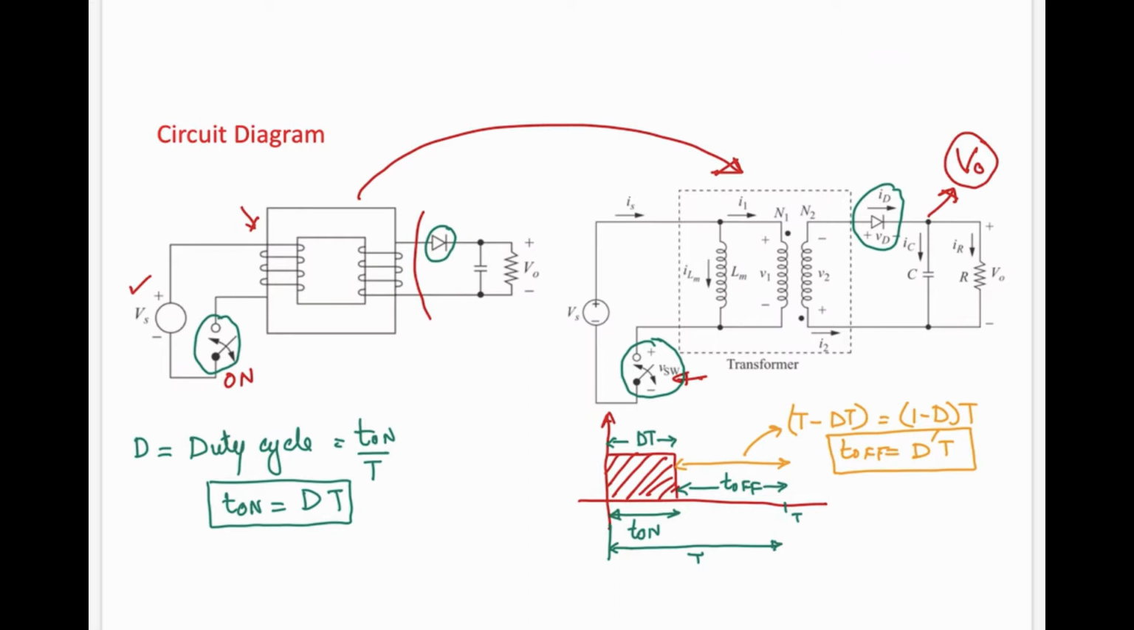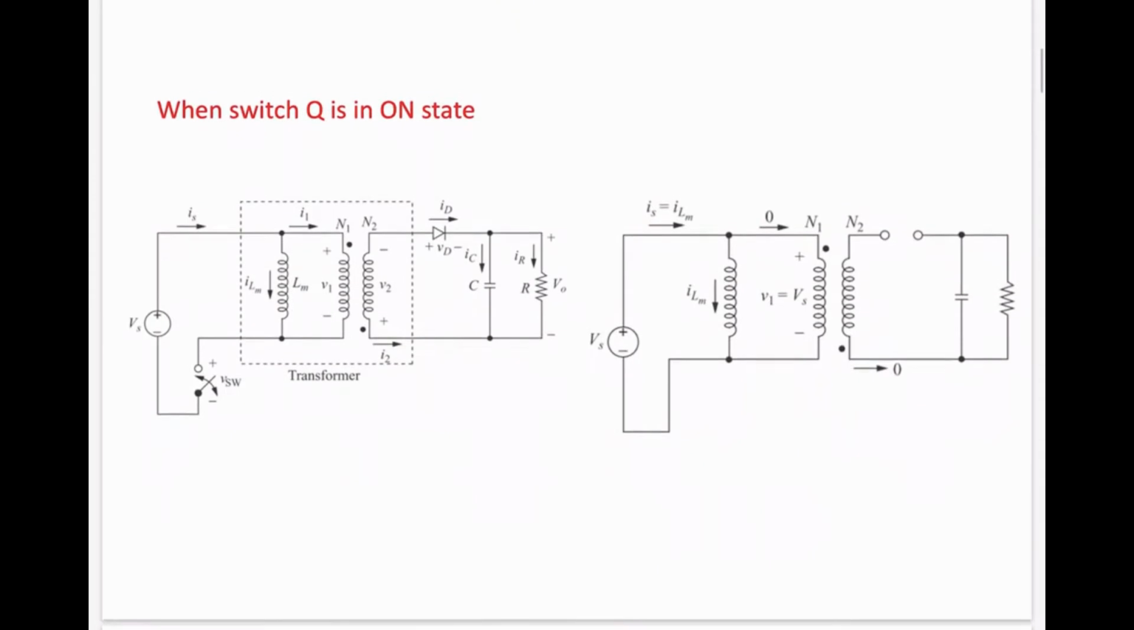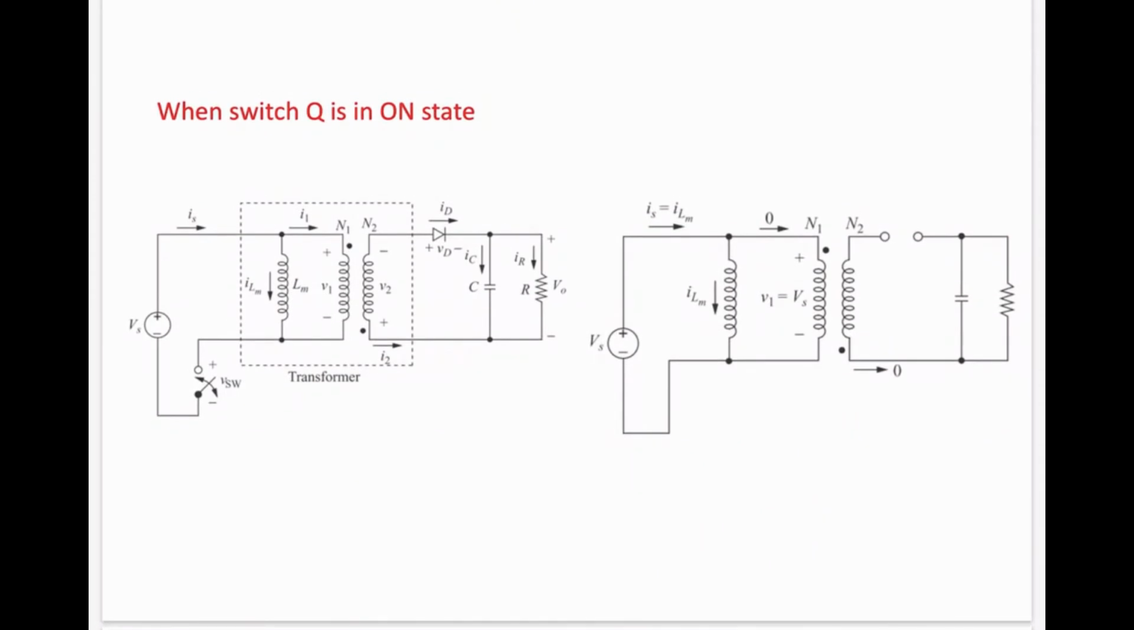Okay, so we will analyze this circuit in two states, when your switch is on and when your switch is in the off state. So when your switch is in the on state, now let's look at this circuit and discuss the path of the current and the different voltages that will appear in this circuit.